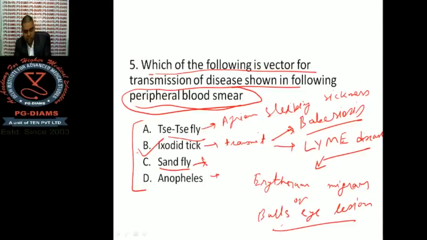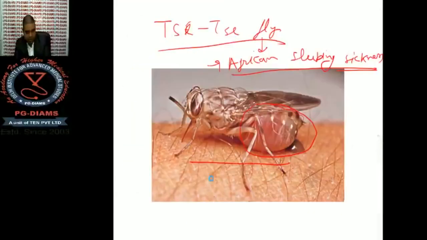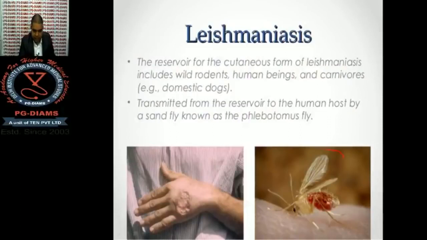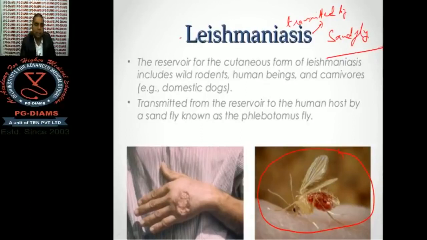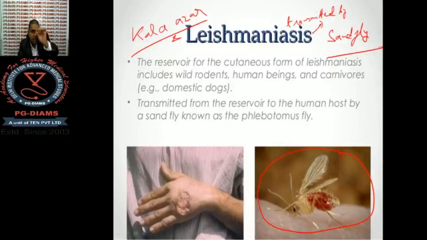How does a sandfly look? Anopheles you must have seen, but let's look at how a sandfly looks. This is the characteristic of a sandfly. This is a sandfly. Okay. Leishmania is transmitted by sandfly. Leishmania is also commonly known as Kala Azar. Okay. So, what are the characteristics of a sandfly? Because the sandfly resembles a mosquito, you must know the characteristic differences between a mosquito and a sandfly.